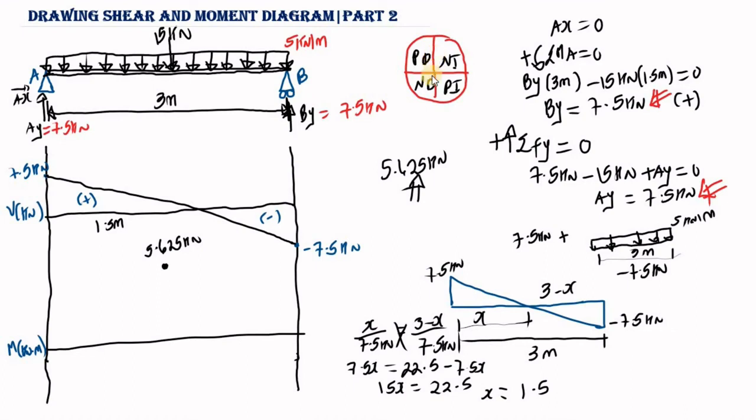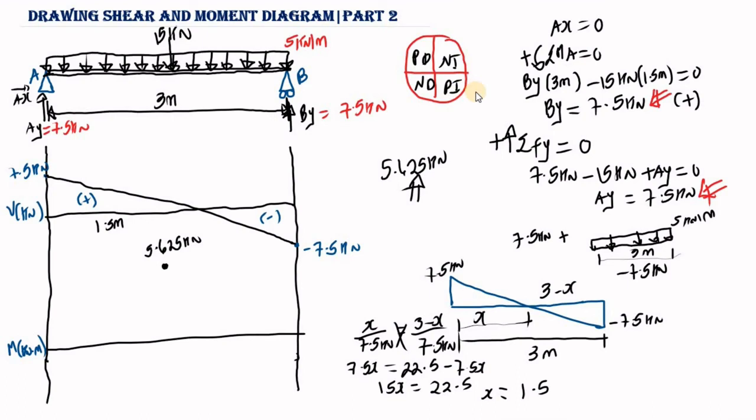So what I mean by this is basically positive decreasing, negative increasing, negative decreasing, and positive increasing. If we have positive decreasing, our curve is going to look something like this. If we have negative increasing, our curve is going to look something like this. If we have negative decreasing, our curve should look like this. And if we have positive increasing, our curve should look something like this. So let's use this trick to draw the curve of the moment.